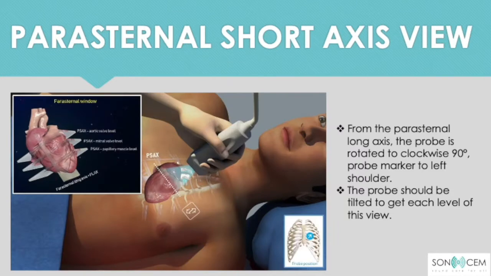Next is parasternal short axis view. From the parasternal long axis, the probe is rotated clockwise 90 degrees. Probe marker to left shoulder. The probe should be tilted to get each level of this view.